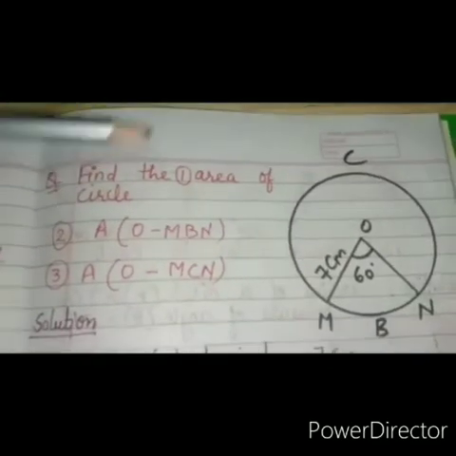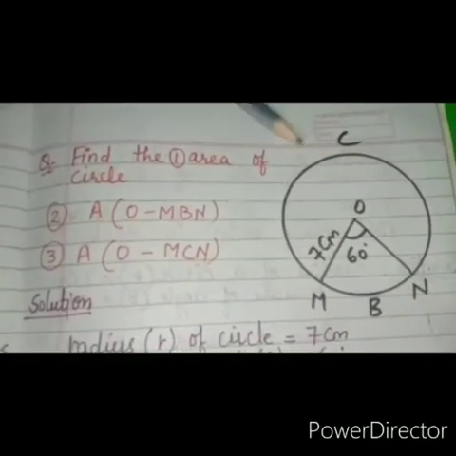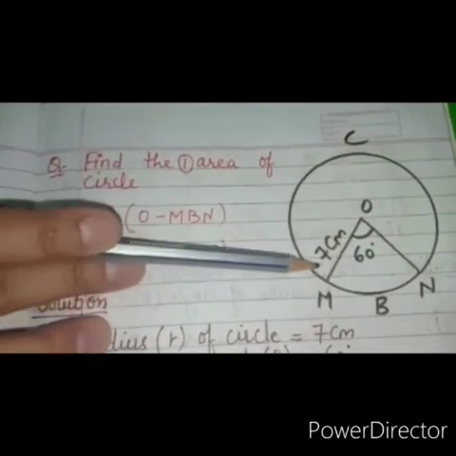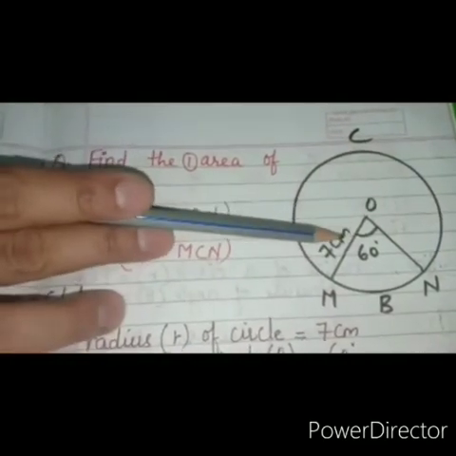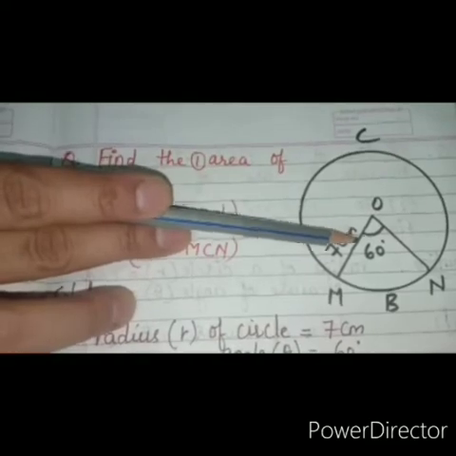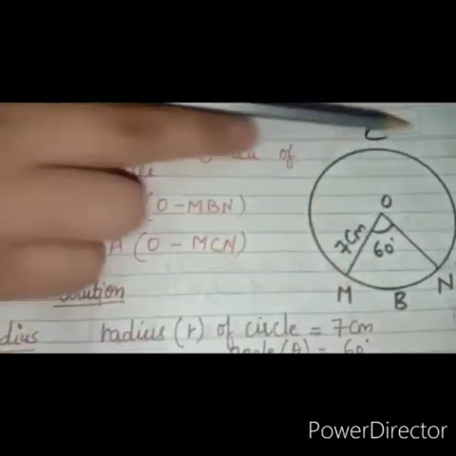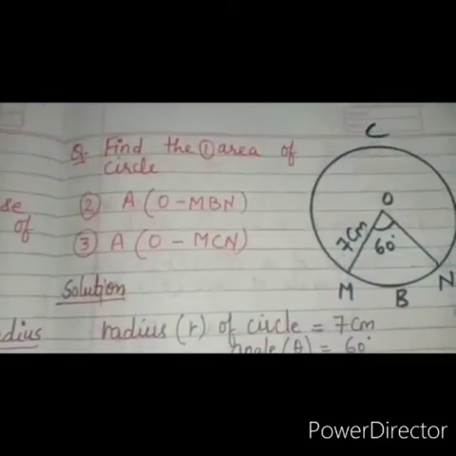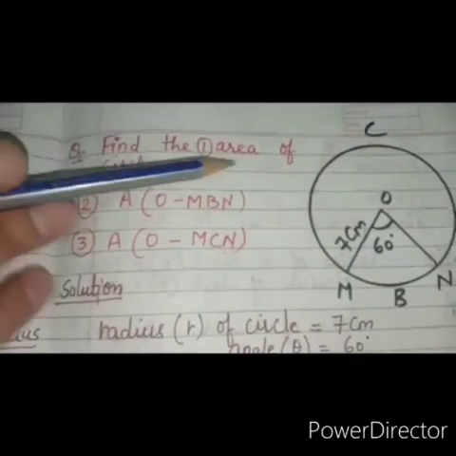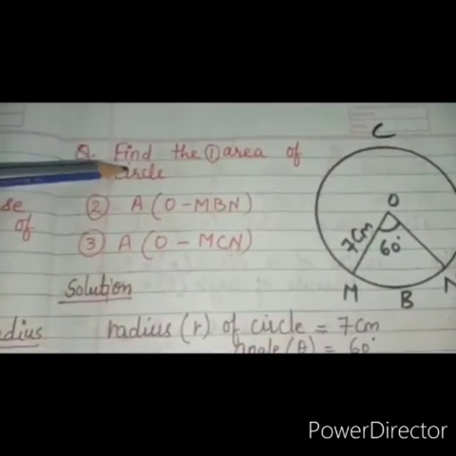So the next question is this. This diagram is given here. The radius of the circle is given 7 centimeter and the angle subtended is given 60 degree. And this is the arc MBN and this is C. This is MCN, major arc. So you have to find 3 things. First, the area of the circle, the whole area of the circle.